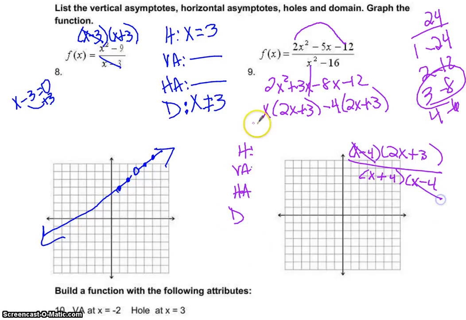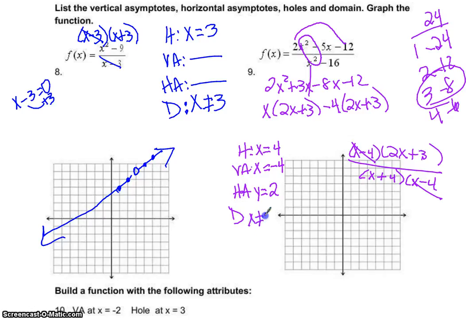The x minus 4 cancels, and so I have a hole at x is equal to 4. X plus 4 is still in the bottom, so I have a vertical asymptote at x is equal to negative 4. Come back up here and look, and the degree is the same, and so I do have a horizontal asymptote, and you take your coefficients and reduce. 2 over 1 is 2. For the domain, you use your hole and your vertical asymptote.